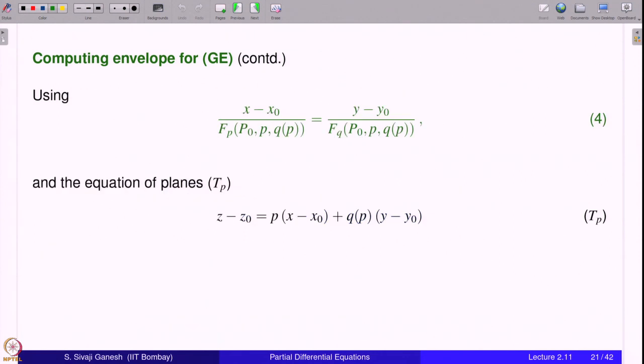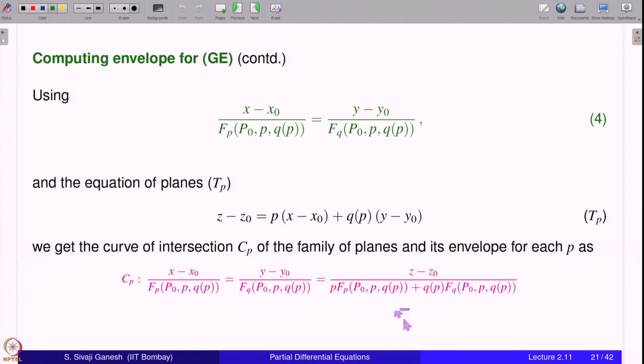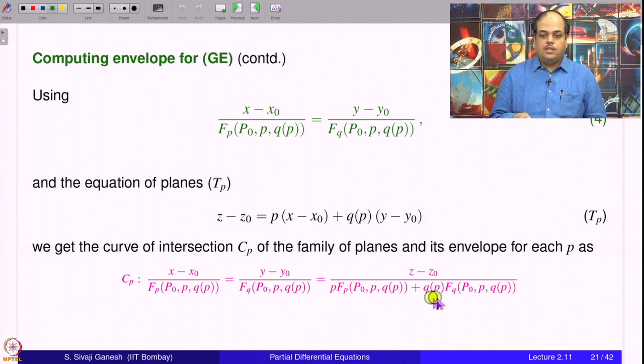Using this and the equation for tangent planes, which is TP here, we get the curve of intersection, and that is this. Okay, X minus X naught is proportional to FP, Y minus Y naught is proportional to FQ, therefore, Z minus Z naught is proportional to PFP plus QFQ. That is what we have written here.